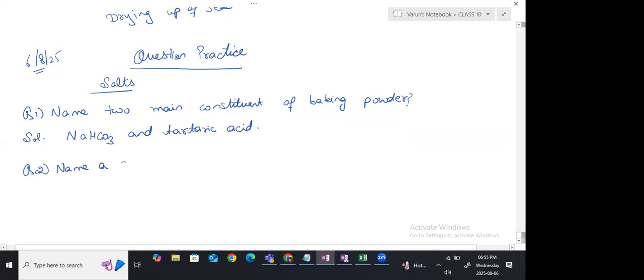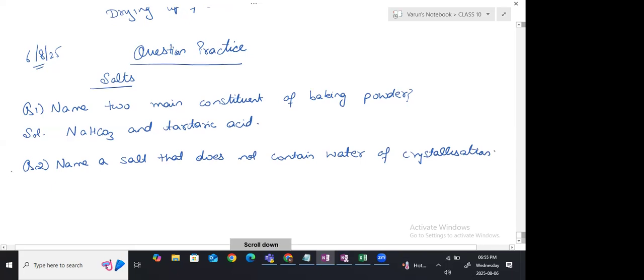Name a salt that does not contain water of crystallization. Name any one salt. You can write any salt over here that does not have water of crystallization in it. NaCl. Yes.